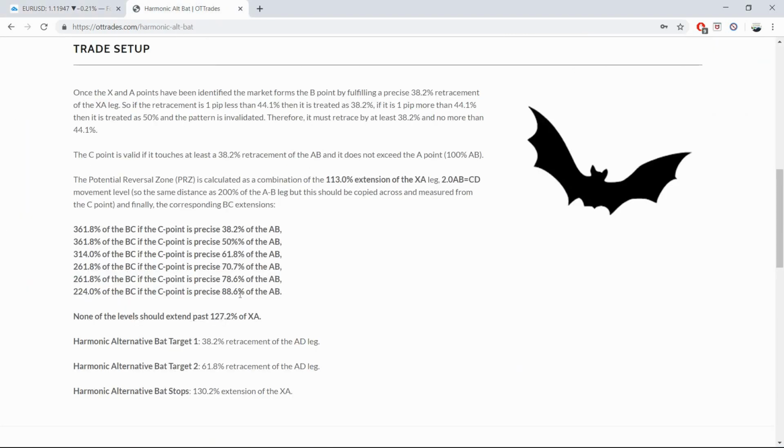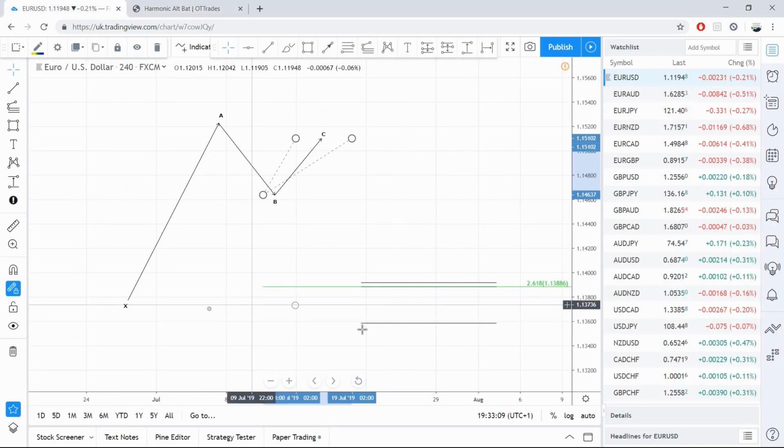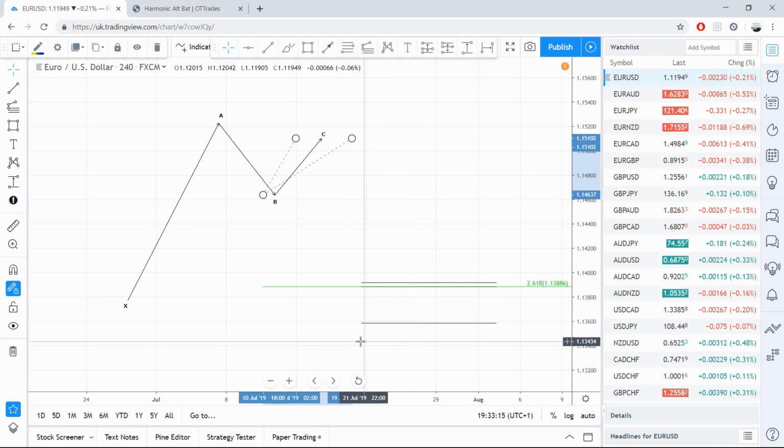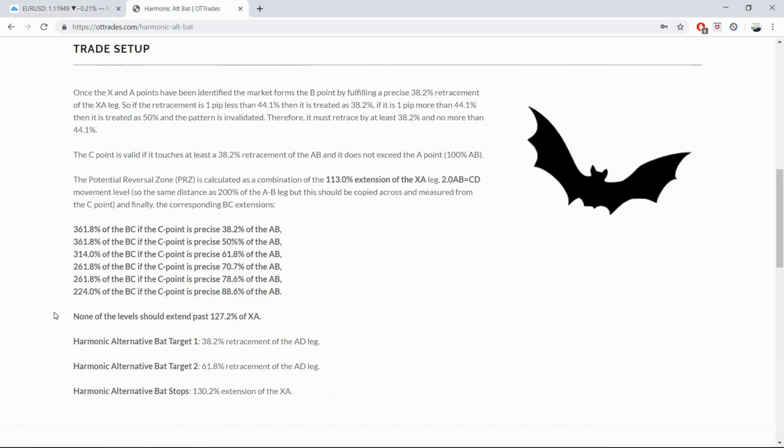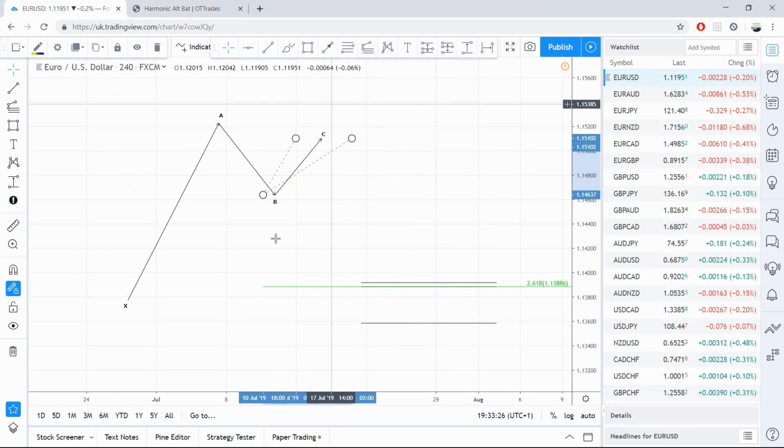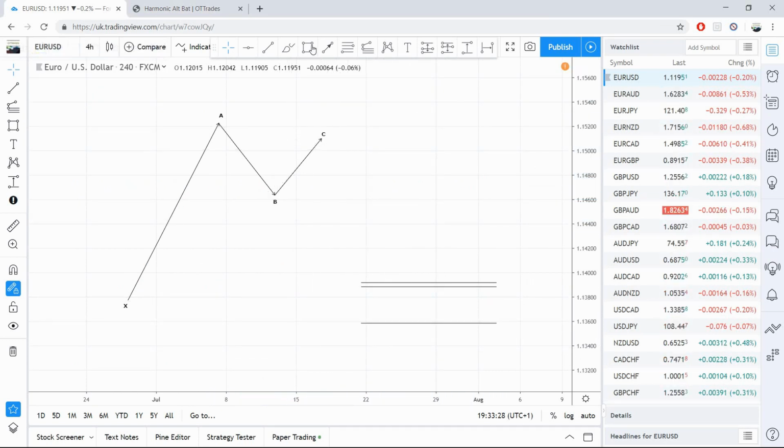Now, if it was a precise 886, we'd look at the 224, and again, if it was a precise 618, we'd look at the 314, and so on and so forth. That's going to change depending on where your C point forms in relation to A to B. None of these levels should extend past 1272 of X to A. Now, our original point was 113 of X to A, and our two other points have formed above this. So we know the 1272 of X to A is going to be somewhere below this 113. So we know our PRZ is valid. So none of these points extend past the 1272 of X to A, which is going to be down here. So our potential reversal zone is valid.